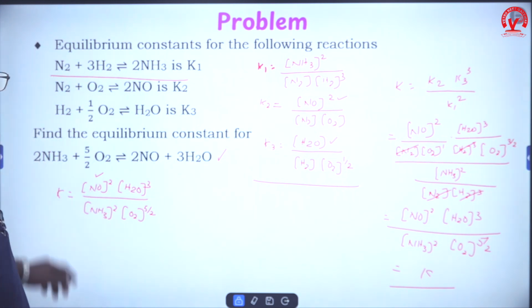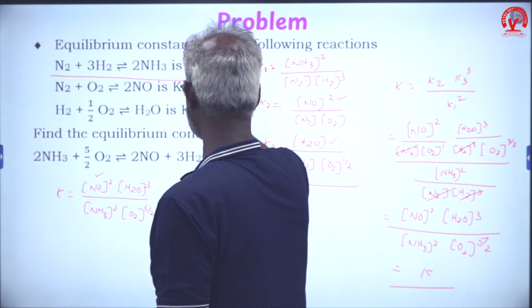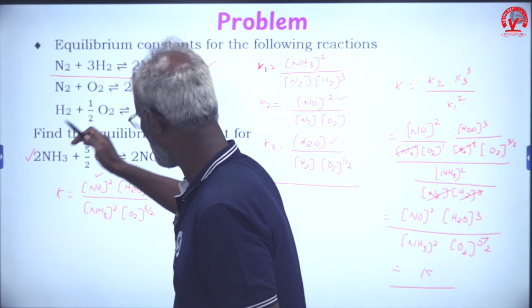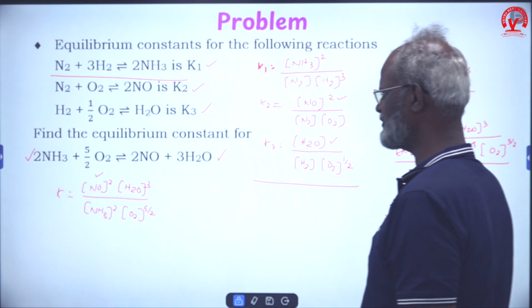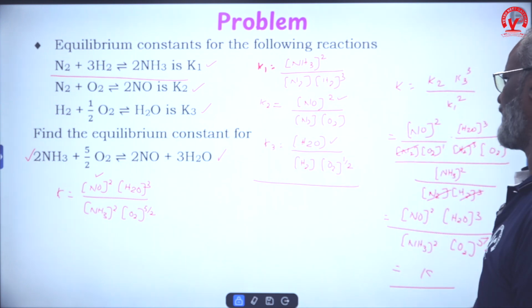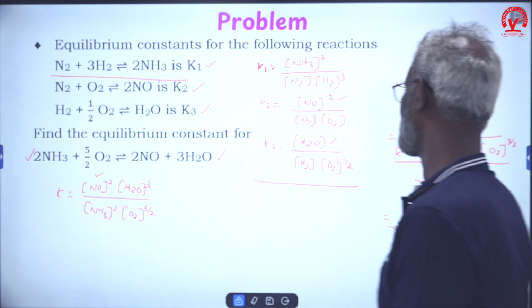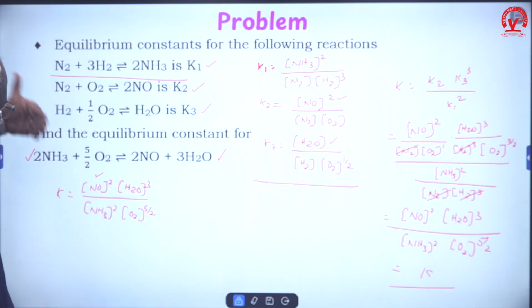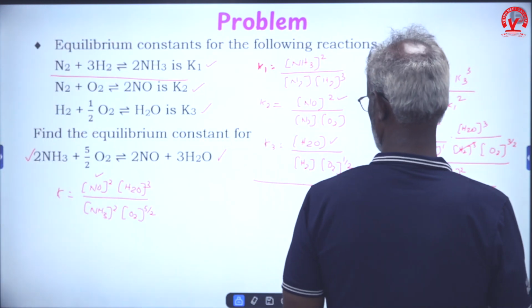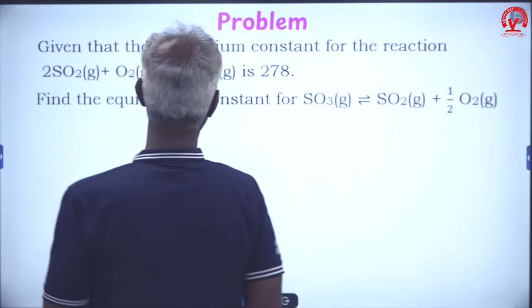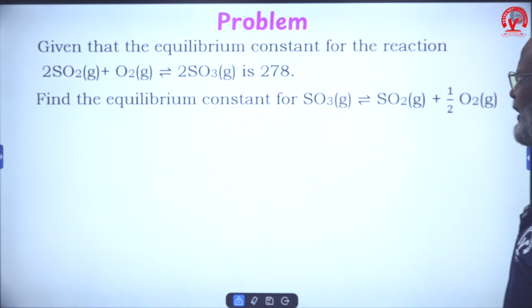Okay. So first you write the equilibrium constant expressions for the given equations, then write the equilibrium constant expression for what has been asked, then you calculate like this. Maybe two or three more examples you can do and practice this. From the given equilibrium constant equations, how to get the equilibrium constant for the new equation for which the relationship is asked. Okay. So we will do one more problem. This problem is also very important.